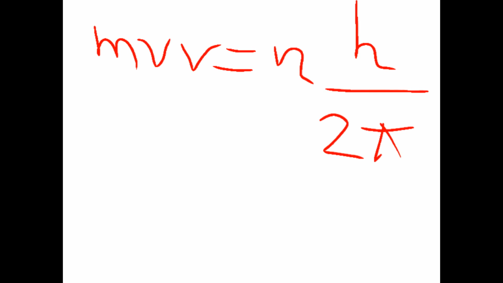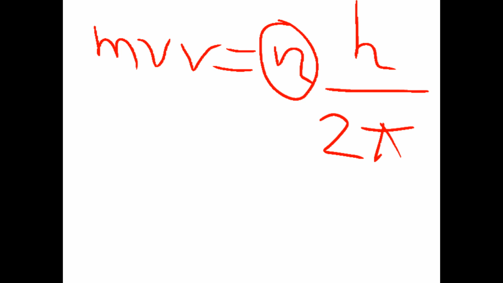Pi is a constant value, 22 by 7, meaning 3.14. H is the constant value. Its value is 6.63 into 10 to the power minus 34 joules into second. And n is the number of orbits. So this is how we can calculate the radius of each stationary state, each orbit on which the electrons can revolve. So only those orbits were possible which give n times h by 2 pi.